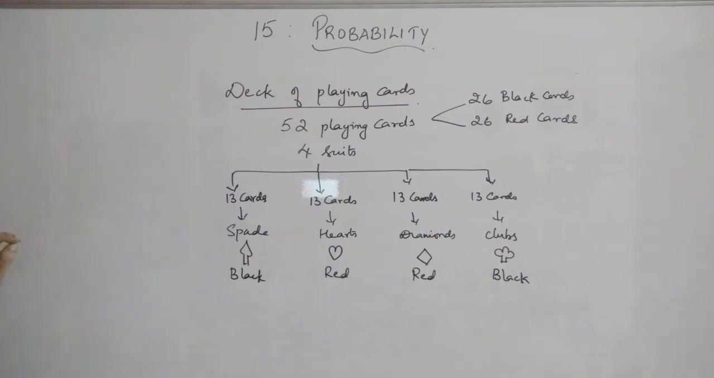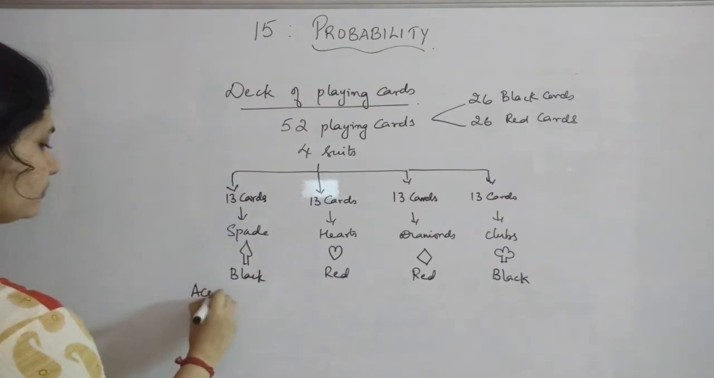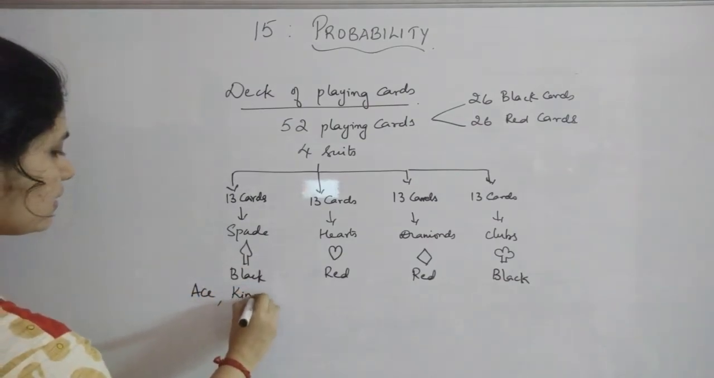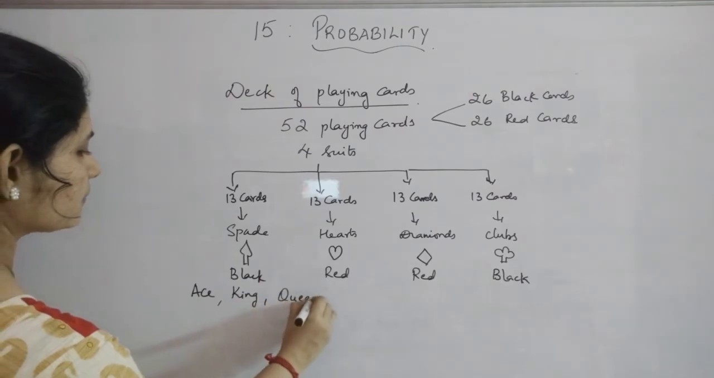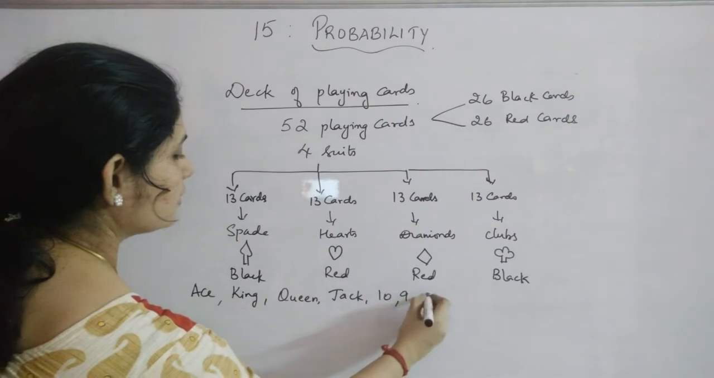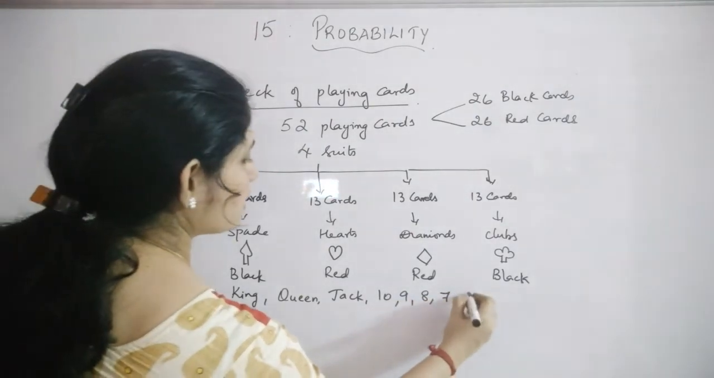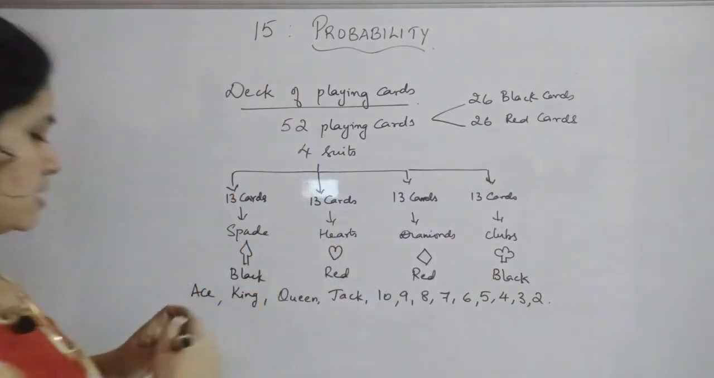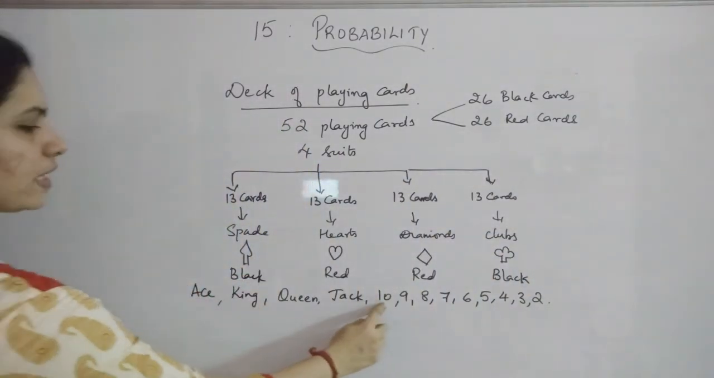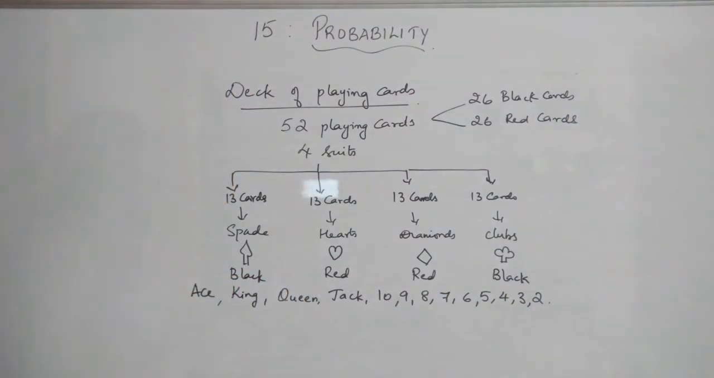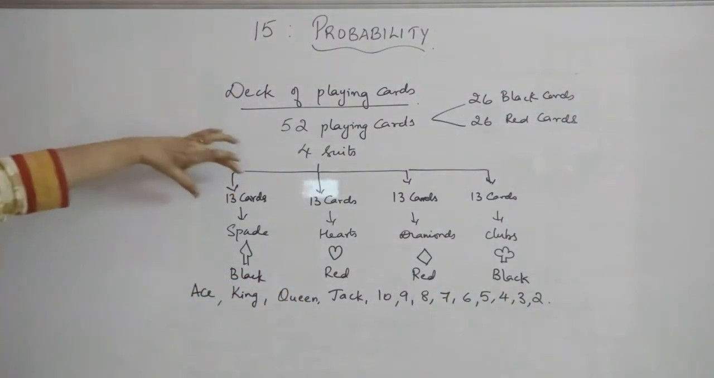Okay, now which are those 13 cards for each color? The 13 cards are: ace, king, queen, jack, 10, 9, 8, 7, 6, 5, 4, 3, 2. Just see, 1, 2, 3, 4, 5, 6, 7, 8, 9, 10, 11, 12, 13. So these are the 13 cards for each type, each suit.